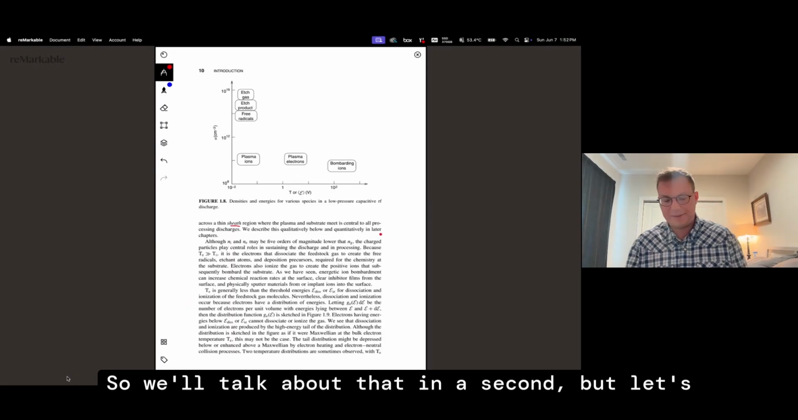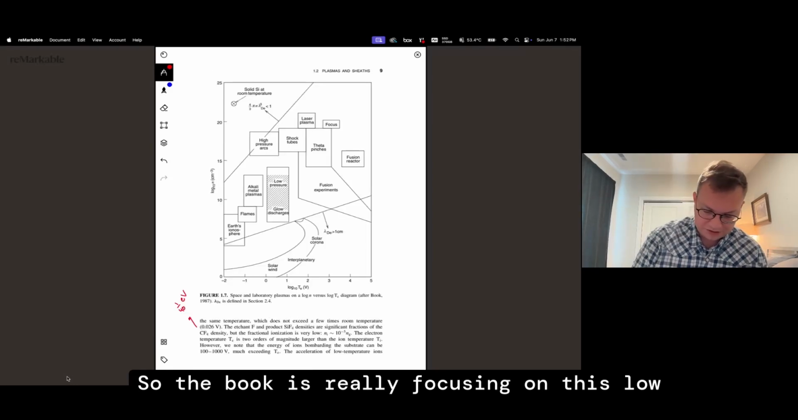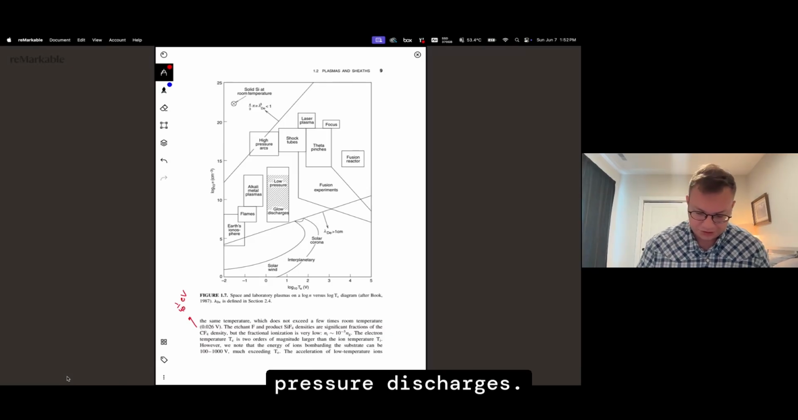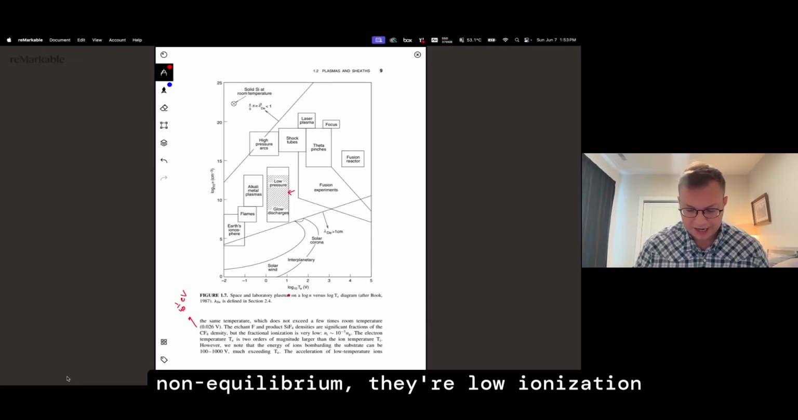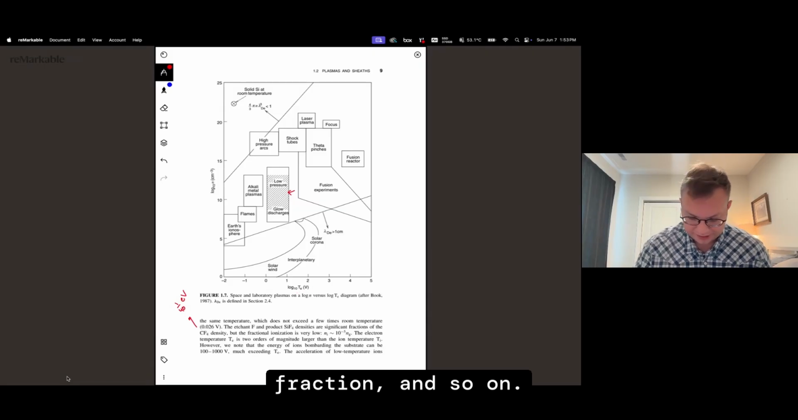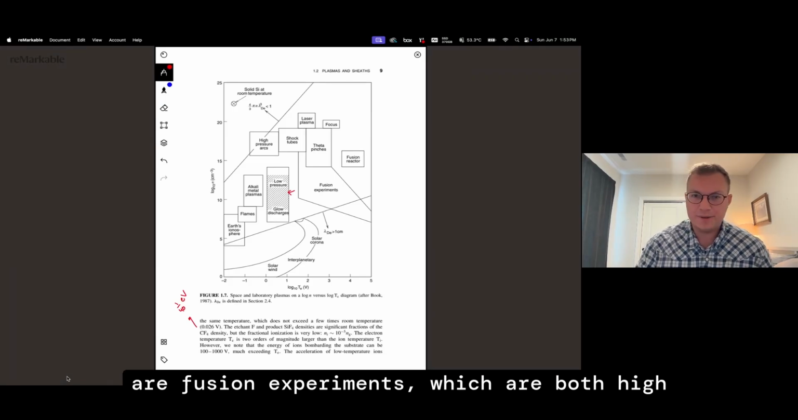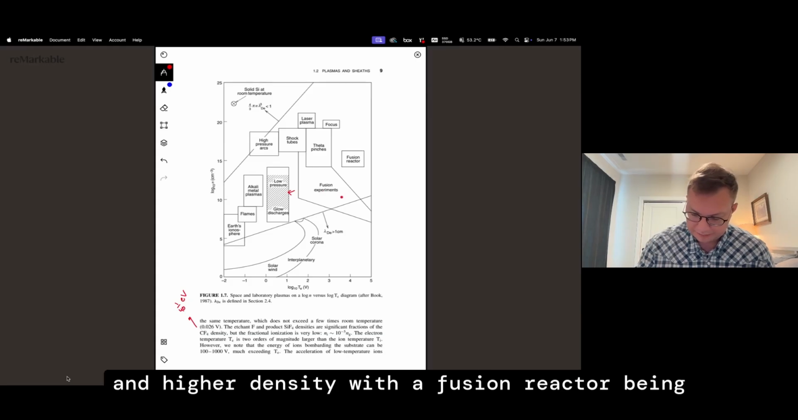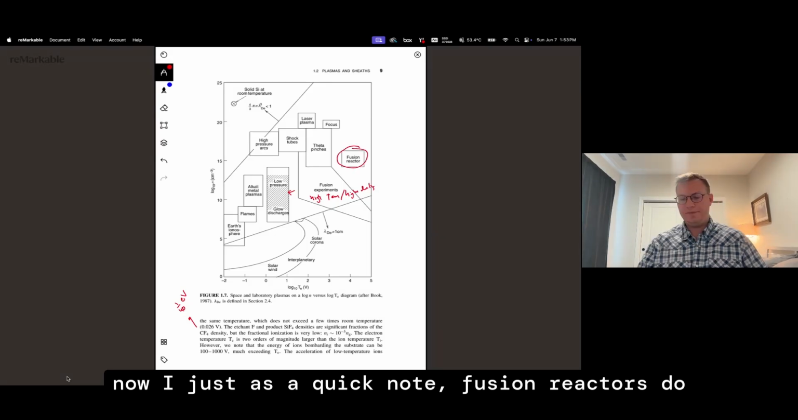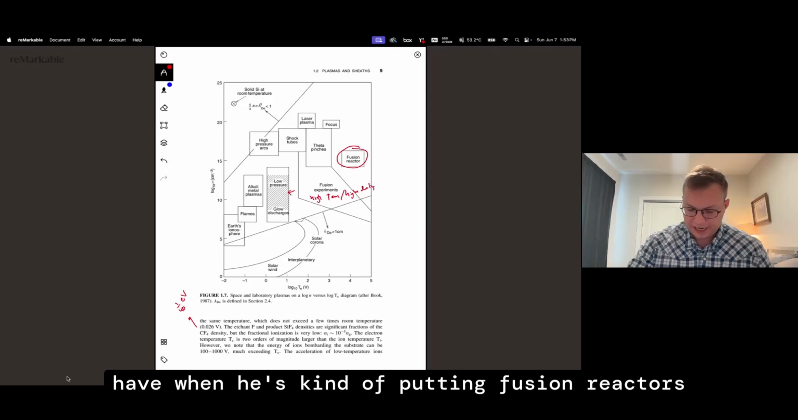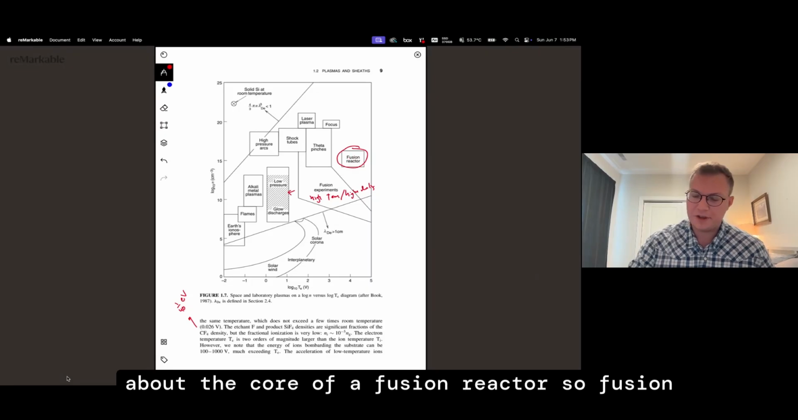So we'll talk about that in a second, but let's discuss these figures a bit. So the book is really focusing on these low pressure discharges. Okay. So again, they're not super high temperature. They're non-equilibrium. They're low ionization fraction and so on. So furthermore, in this corner over here are fusion experiments, which are both high temperature and higher density, with a fusion reactor being up here. Now, just as a quick note, when fusion reactors are put in this high density, high temperature region on the plot, that's talking about the core of a fusion reactor.